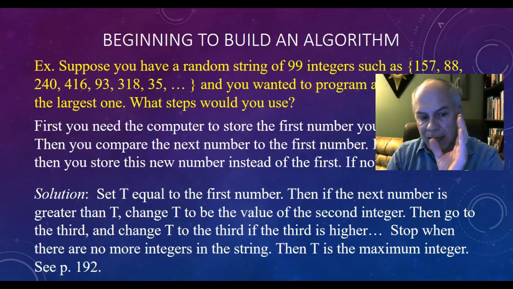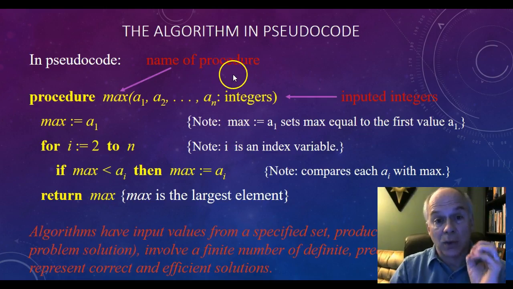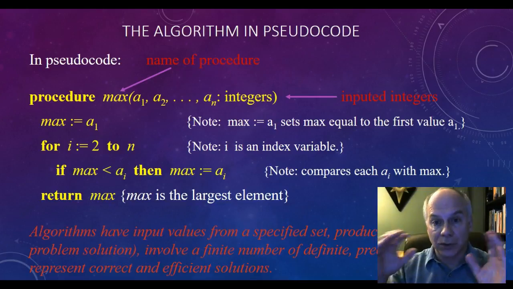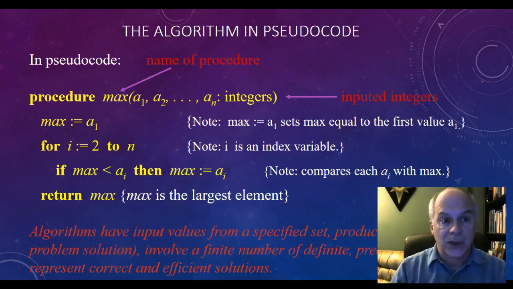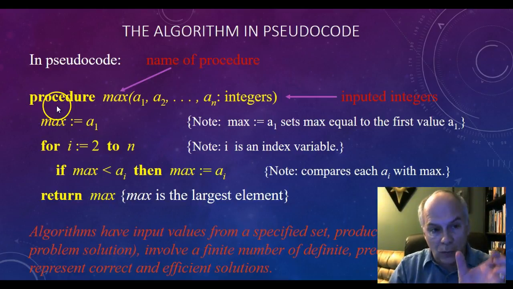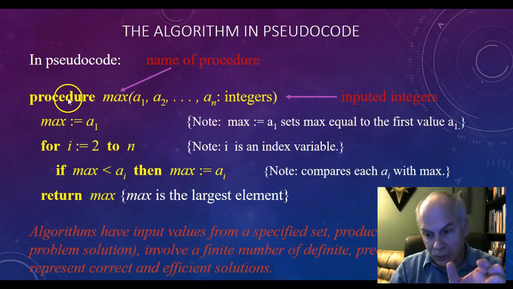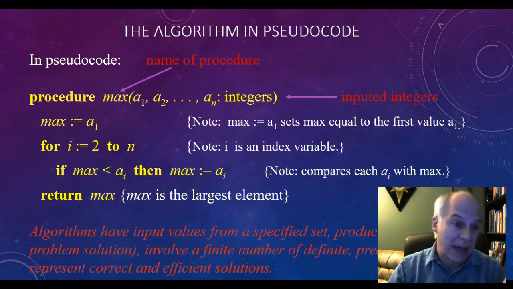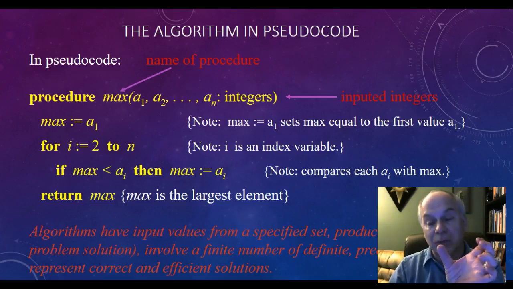So you might want to look at page 192 to help you kind of see this. So let's look at that algorithm in what is called pseudocode. So in pseudocode, we often start with the name of the procedure. Now, an algorithm in pseudocode and in a lot of languages is called a procedure.